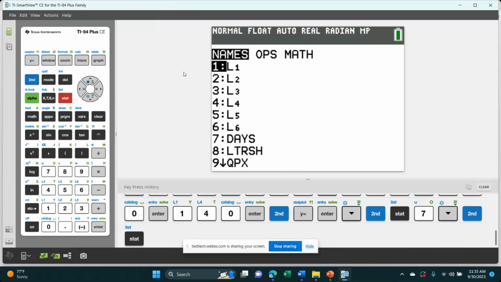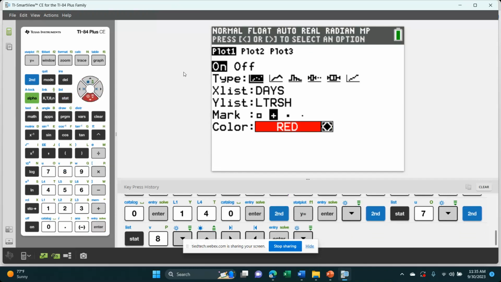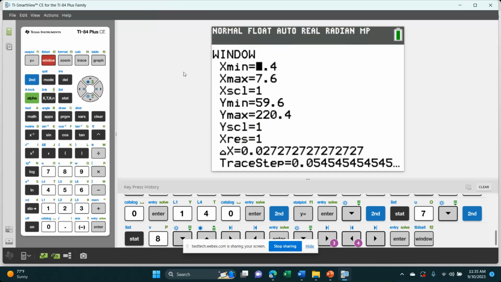second and stat again. I want to choose number 8 in my list there. And moving down, I can mark those with whichever object I choose. I tend to choose the plus symbol just because it's easier, it's smaller, but not so small that I don't see it. On the color edition here, you have the option to make it any color you want. I believe it defaults first to blue, but I'm choosing red just to stay consistent with our presentation as we go. And then next, we would take a look at our window.